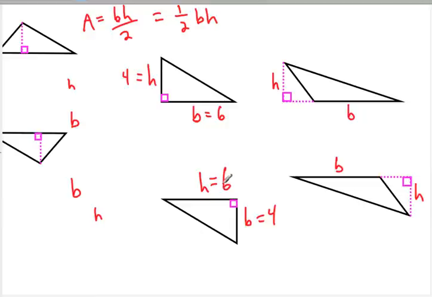Well, using the formula, I would get base times height, which is 24, divided by 2, and I would get 12 square units. Over here, I would do base times height. I would still get 24 divided by 2, which is still 12 square units. So in a right triangle, it doesn't matter which one is the base and which one is the height, as long as you're using the two sides that go off of the 90-degree angle.